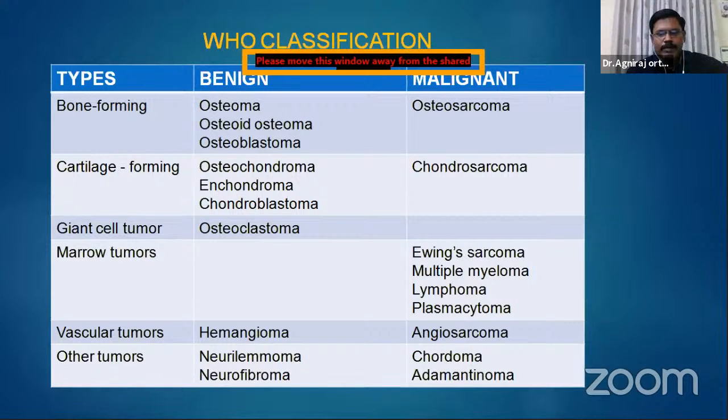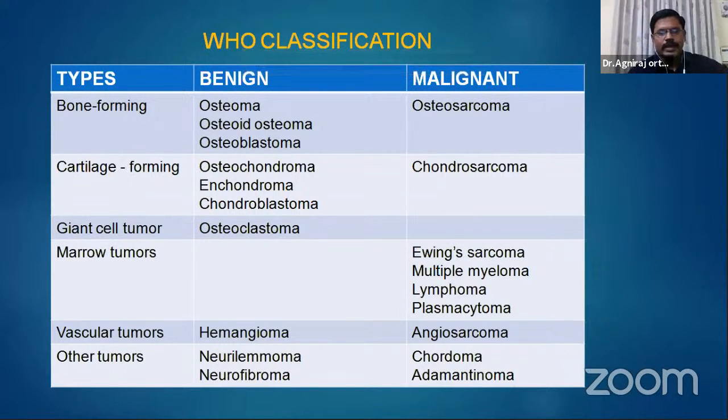And vascular tumors: benign is hemangioma, malignant is angiosarcoma. Other tumors: benign tumors are neurilemmoma and neurofibroma, and malignant tumors are chordoma and adamantinoma. Okay, so we'll go to the topic.